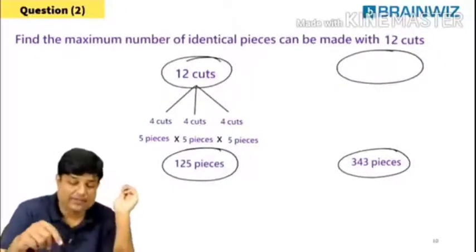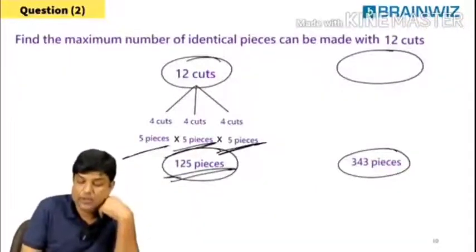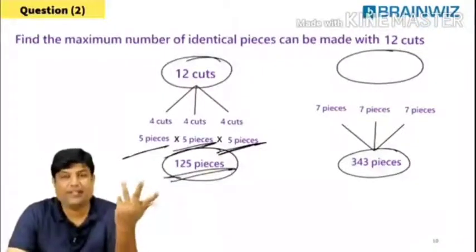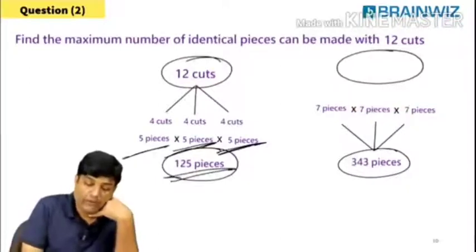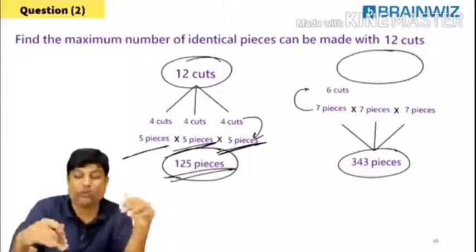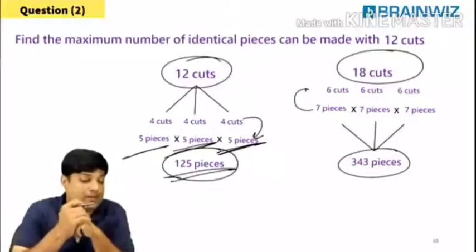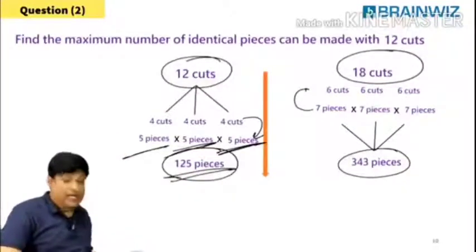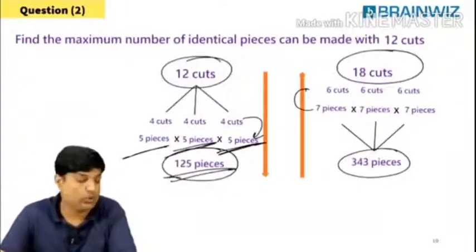How 18? Let's see here. When I say pieces, 5 pieces, 5 pieces, 5 pieces. Bolo, 343. Sir, 7 pieces, 7 pieces, 7 pieces. 7 into 7 into 7 is how much? Following, everybody? Chaliye. For 4 cuts, you have 1 extra piece. But 7 pieces, you have 8 cuts? No, sir. Ulta. 6 cuts, 6 cuts, 6 cuts. Total 18 cuts. You are doing the same thing, but when I come from here to here, you should go from here to here. Process is completely reversed. There is nothing more over here.